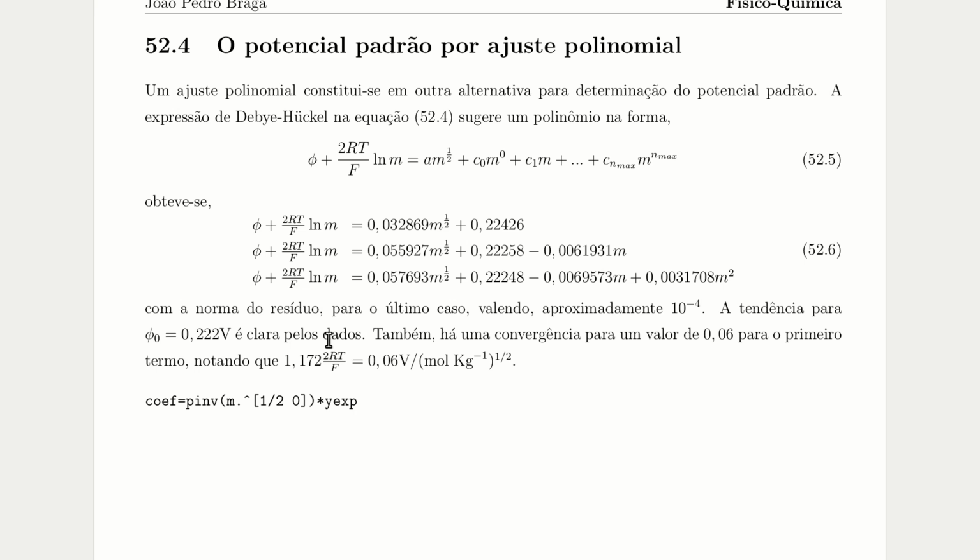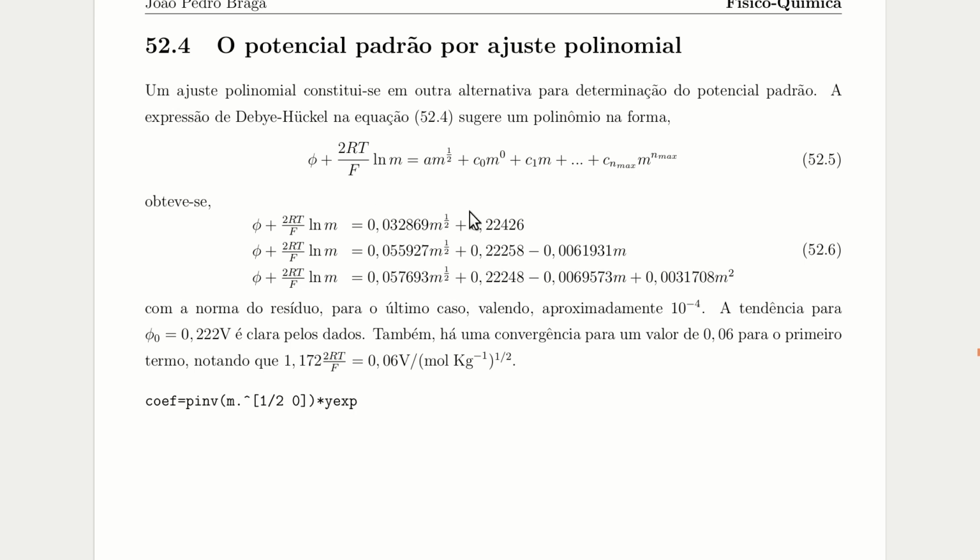In the next item, I'm going to make a polynomial fit to the experimental result. I did it in this way: I put a series in molality, but starting at the power half, since the Debye-Hückel approximation predicts that for low concentration it behaves like m to the power half. So I did this fitting.